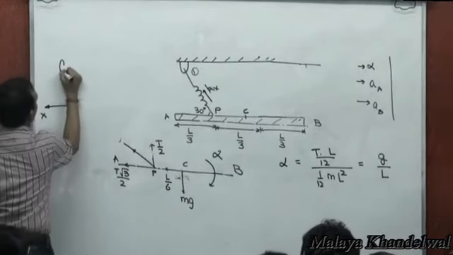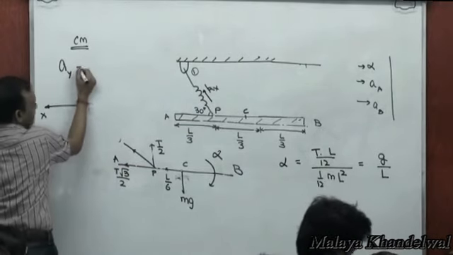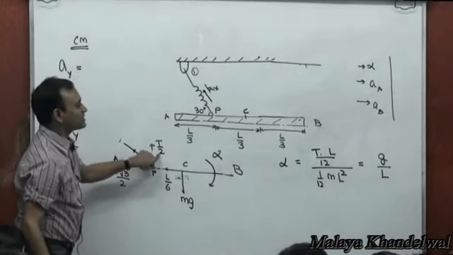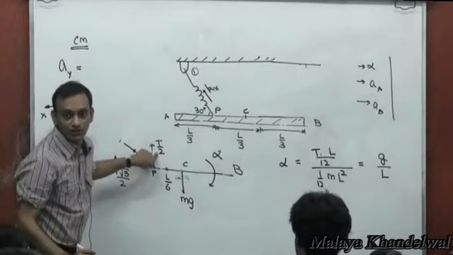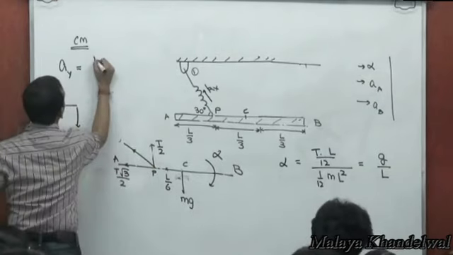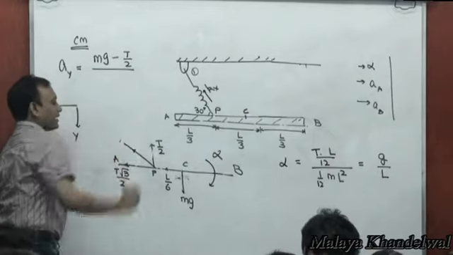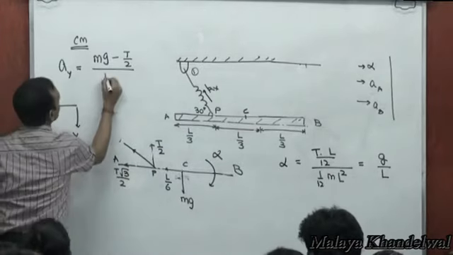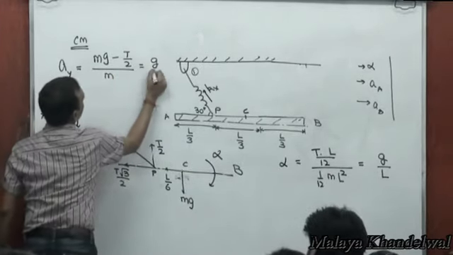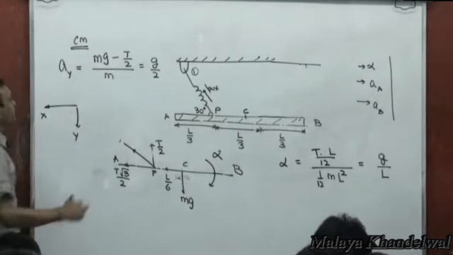So the acceleration of the center of mass in the y direction is going to be mg minus T by 2, T we have computed as mg, right? So mg minus T by 2 divided by m. So it turns out to be g by 2 meters per second squared in the vertical direction, right?